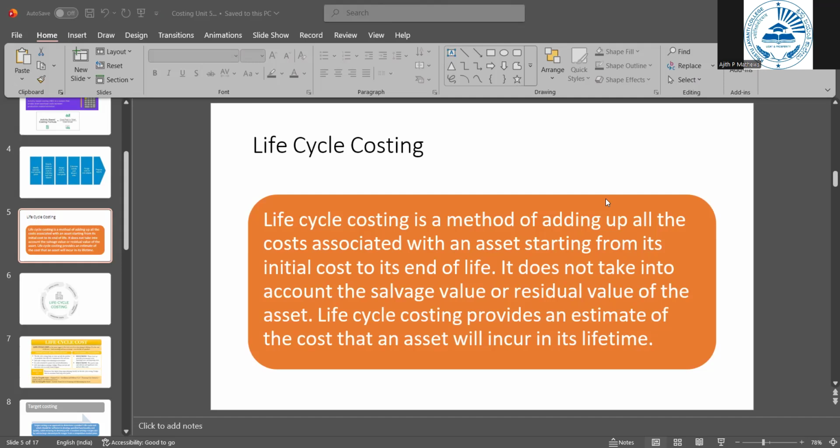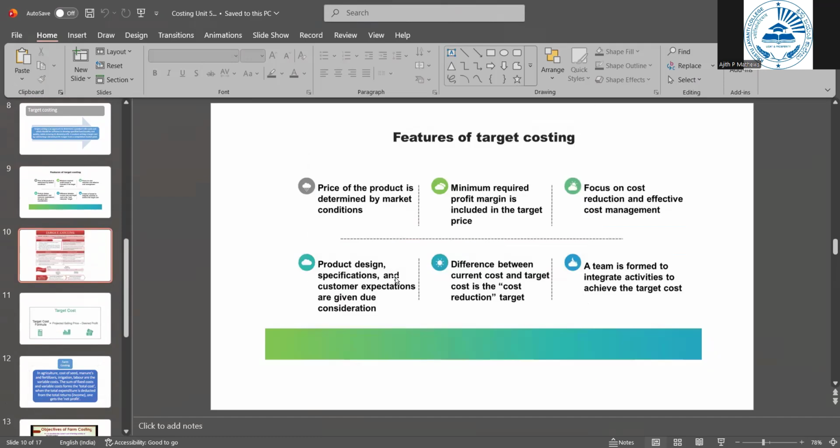For example, in the case of a car, there is a purchasing cost, then maintenance cost, repair cost, and service cost. When you are selling it again, there is a disposal cost. It does not take into account the salvage value or the residual value of the asset. Life cycle costing provides an estimate of the cost an asset will incur in its lifetime. So we can see this in the next slide.